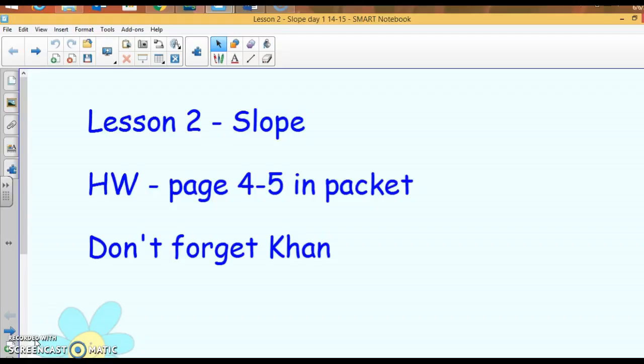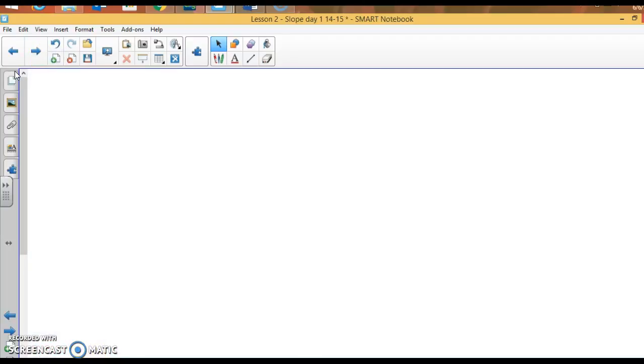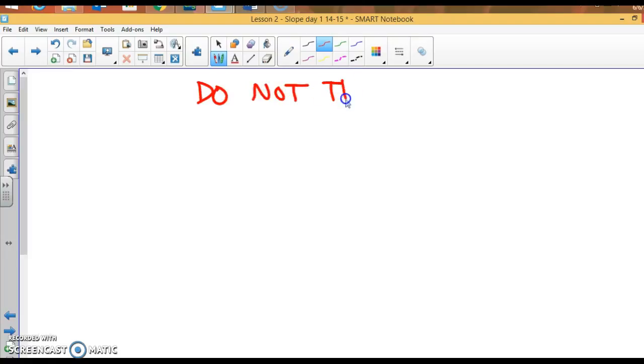On slope. The homework that goes along with this is page 4 and 5 in your homework packet. Now, before we start the lesson, I want to talk about slope. You're going to need to write all of this down on a separate piece of paper and right across the top of it, do not throw out. We are going to add some things to this paper throughout the entire unit, and this is the first entry.